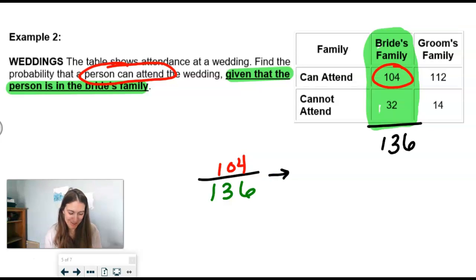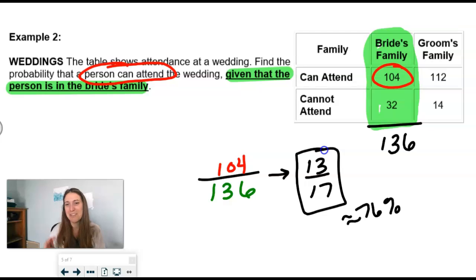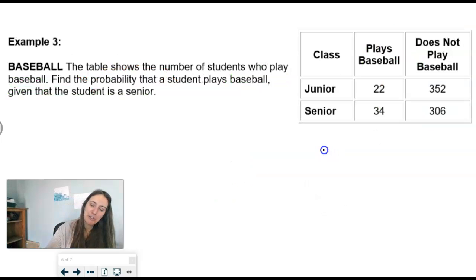All right, that fraction reduces to 13/17. Again, percentages might make more sense. That's like a 76% thing. And I think the groom's family's going to win out on that one. But you'd have to do the math to know for sure. All right. So that is another example of conditional probability. Yeah, for sure the groom had a higher rate.